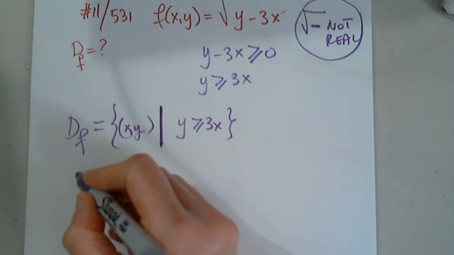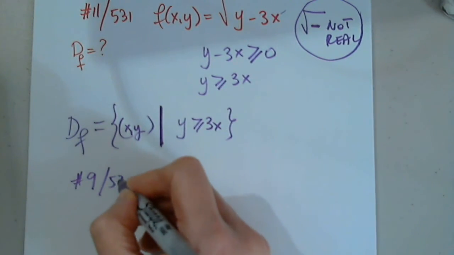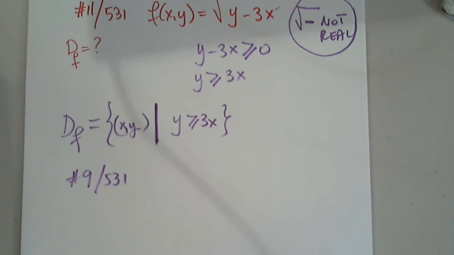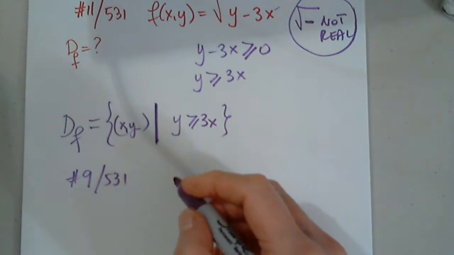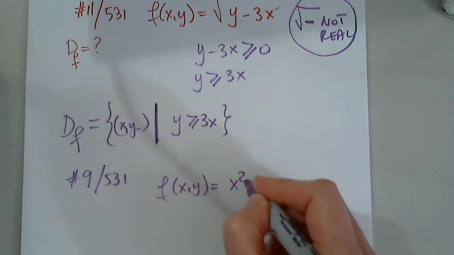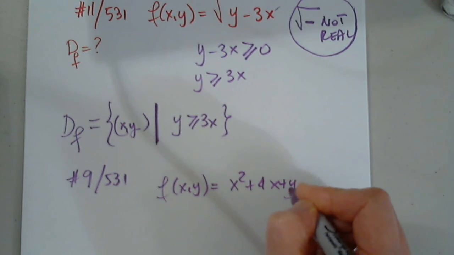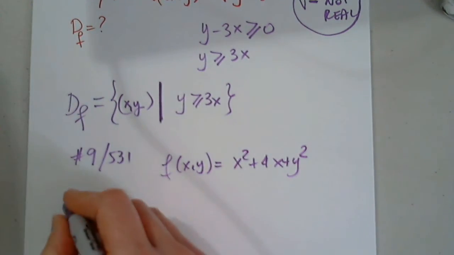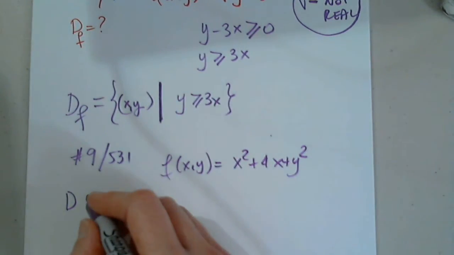Now, for example, if we look at one more, let's say number 9 on the same page. Any questions on this? Any questions on why we state that? Okay, so for example on 9, I see f of x y equals x squared plus 4x plus y squared. There are no restrictions. So x and y can be anything.